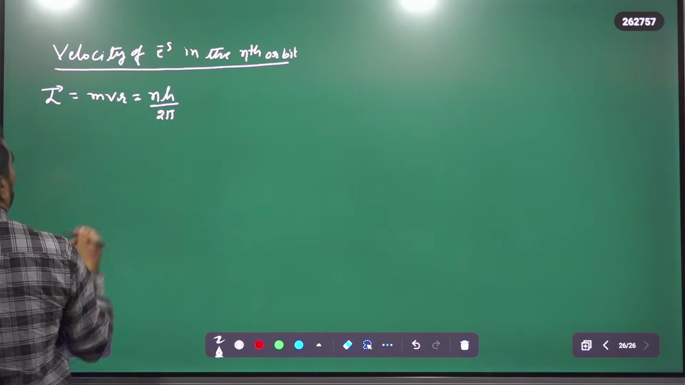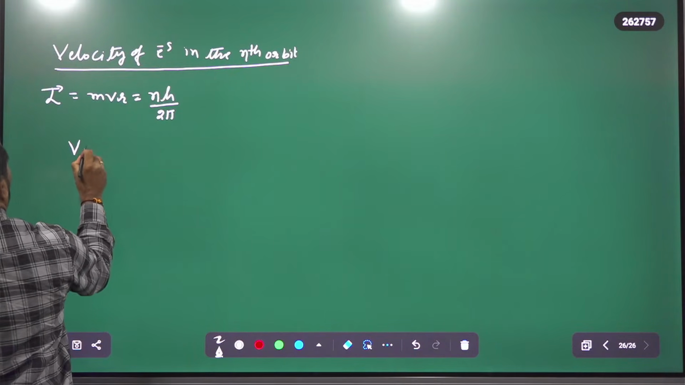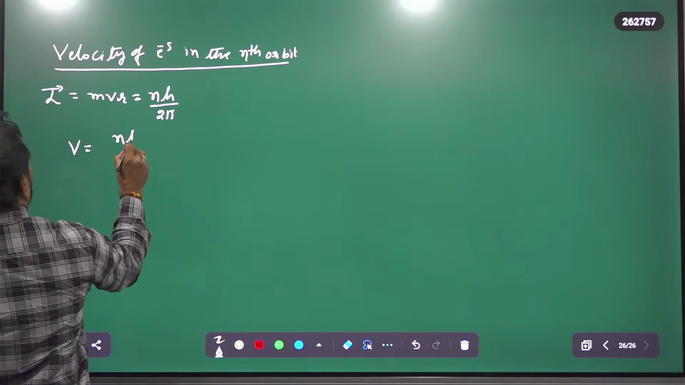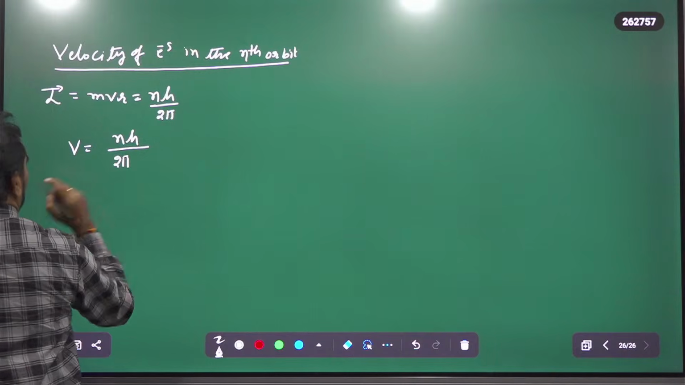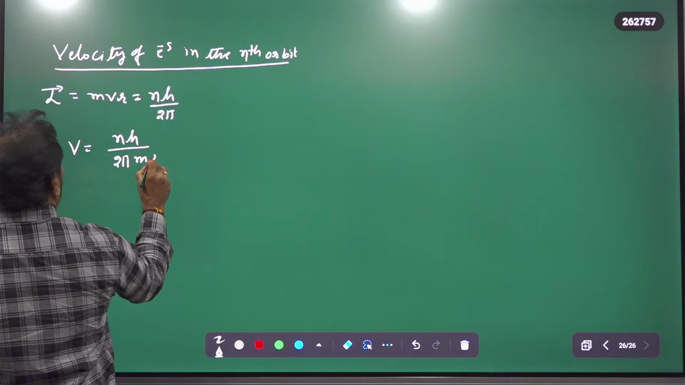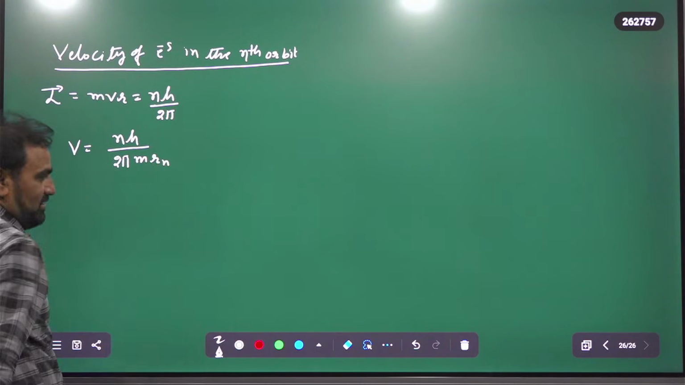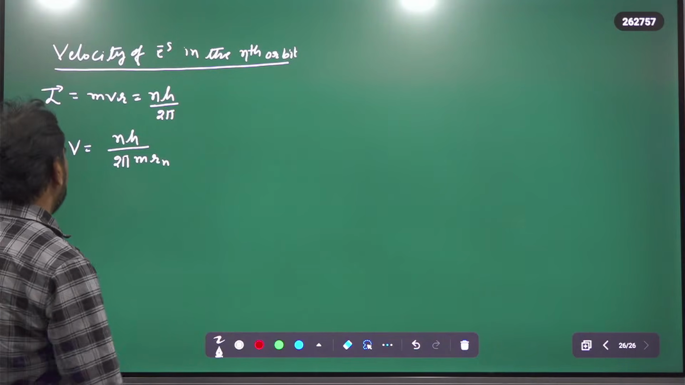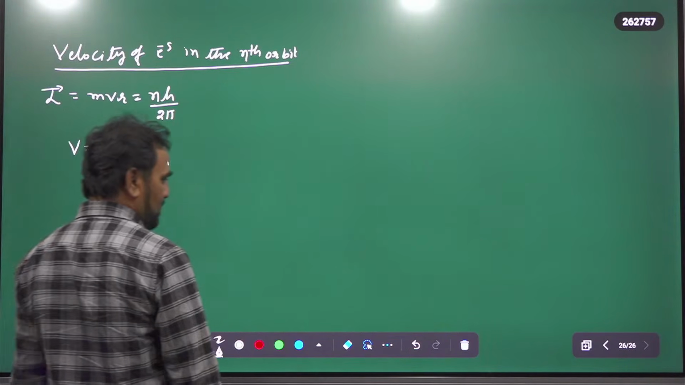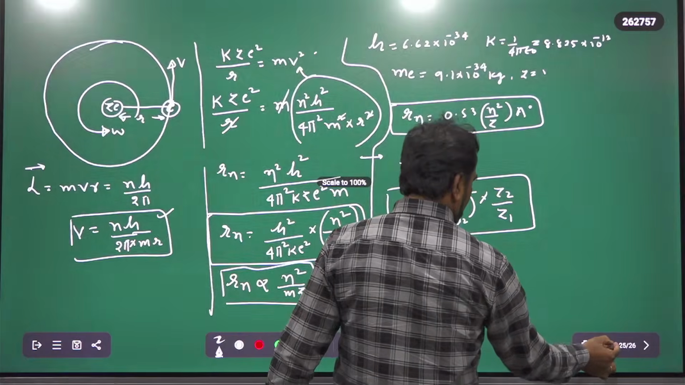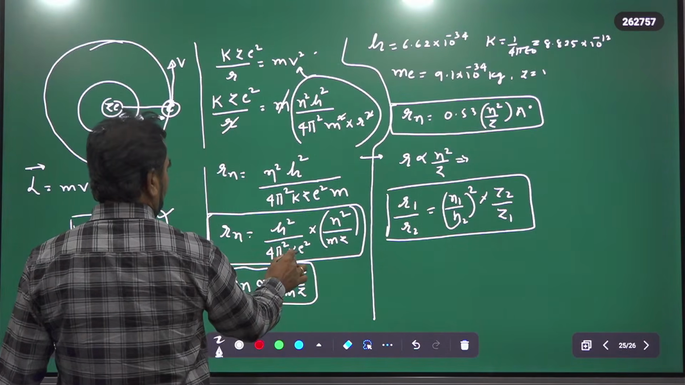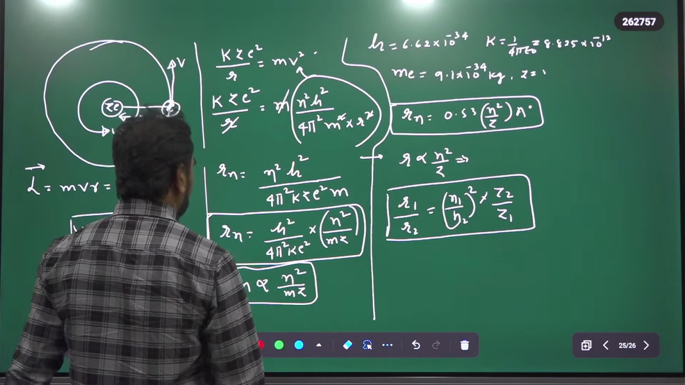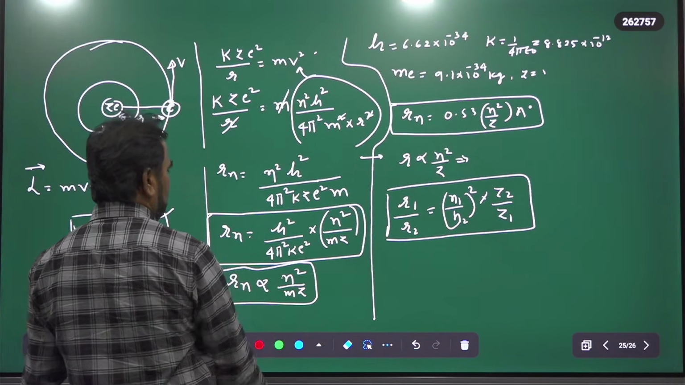So from this, V is equal to nh upon 2 pi m r. Let's take this r as Rn. The Rn value is already known. What is the value of Rn? Rn value is h square upon 4 pi square k e square.